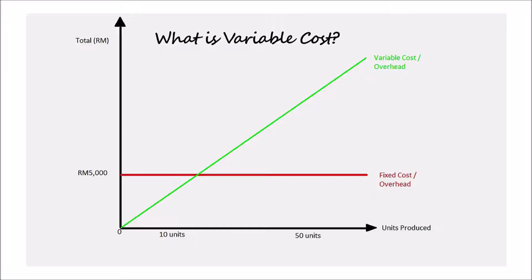Fixed cost remains the same whether you produce at 10 units or 50 units. So that's why the variable cost starts from point 0. That means if you do not produce any item, then you do not have any variable costs.